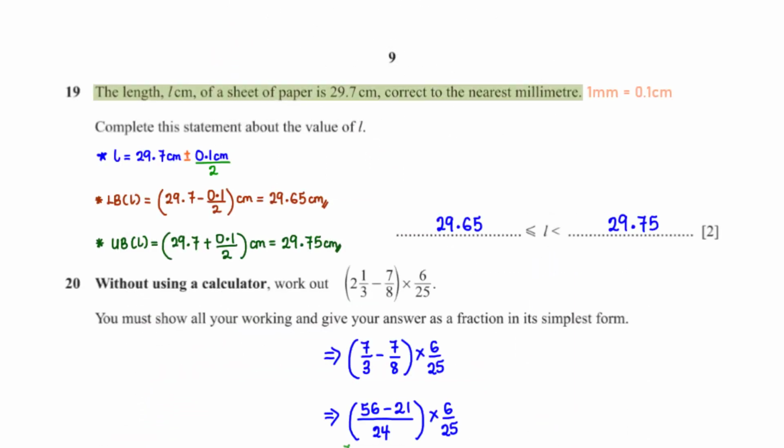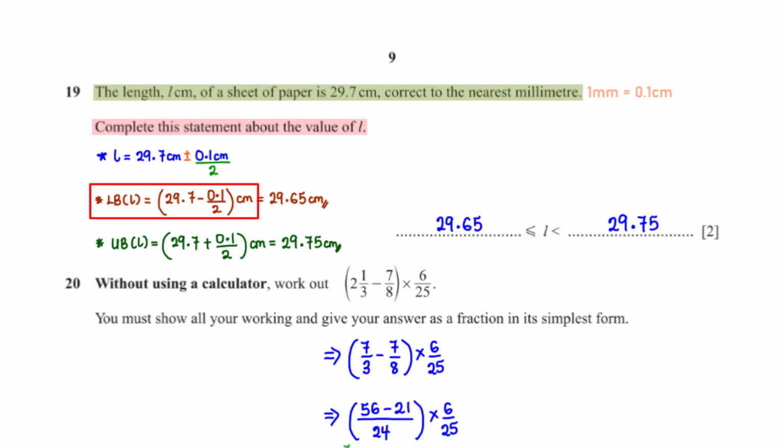The length L centimeters of a sheet of paper is 29.7 centimeters, correct to the nearest millimeter. Complete the statement about the value of L. To correct L to the nearest millimeter, we have 29.7 centimeters. Then we bring in plus and minus 1 millimeter, which is 0.1 centimeters. Then we divide 0.1 centimeters by 2.